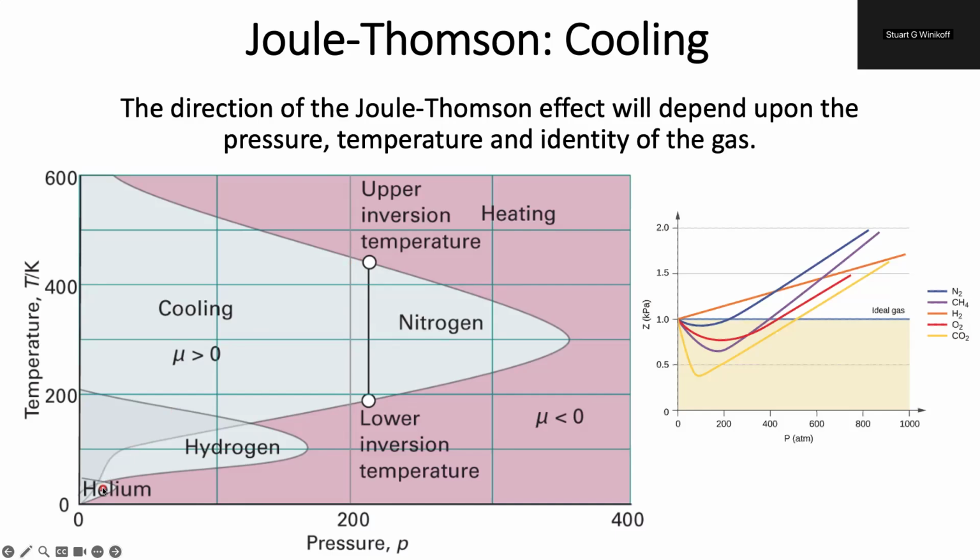So again, for helium, the upper inversion temperature is about 40 Kelvin because, again, helium has very poor intermolecular forces. For hydrogen, at room pressure, it's going to be about 202. For nitrogen, it's all the way up to 621. By the time you're talking about something with even moderate intermolecular forces like methane at room pressure, it's all the way up to about 968 Kelvin.